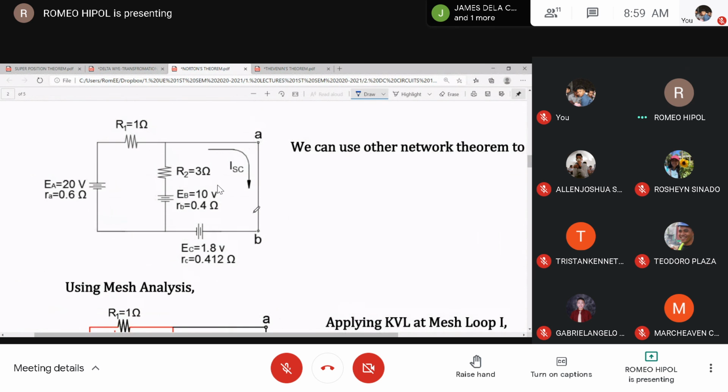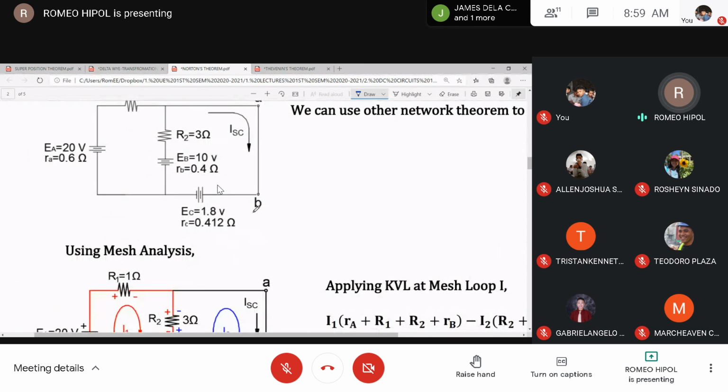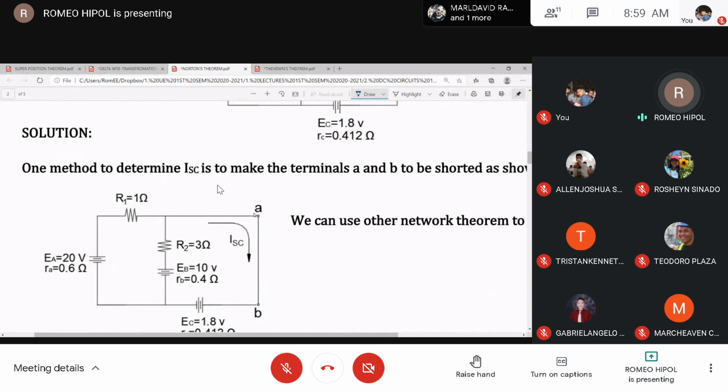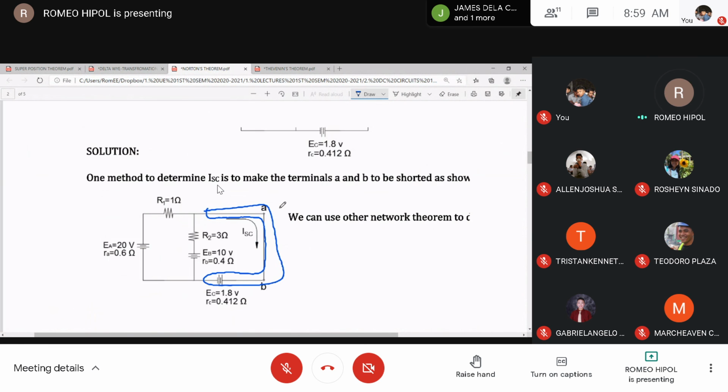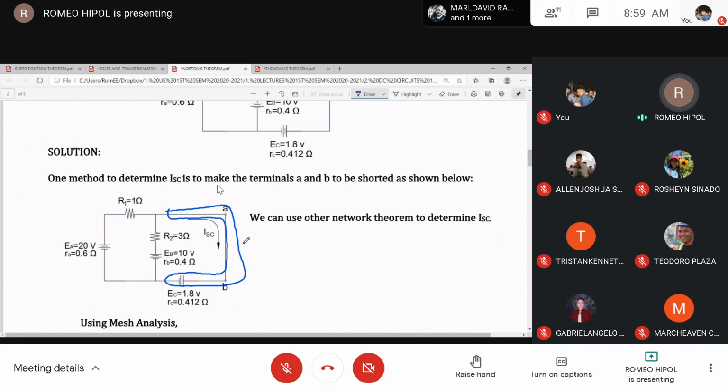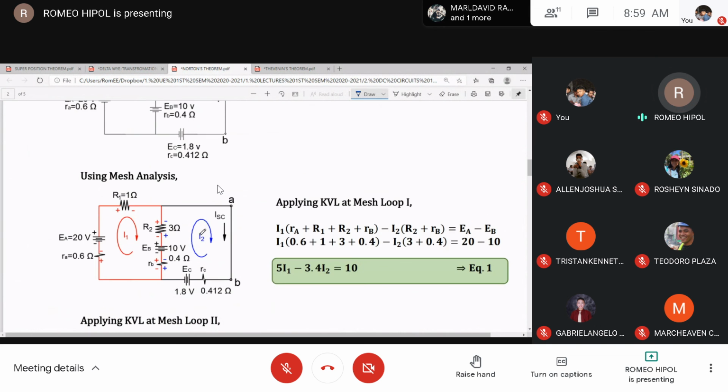Naintindihan? So in mesh analysis, we can compute the current flowing on this branch. Kung saan connected yung ating load RL. Nakuha? Pero initially it is shorted. Okay. We can use mesh analysis to compute for the short circuit current. So actually, ito na. Nag-set na ako ng solution for mesh. So hindi na natin iisa-isahin kasi tapos na natin ito. So, naisulat ko naman yung mga solution.